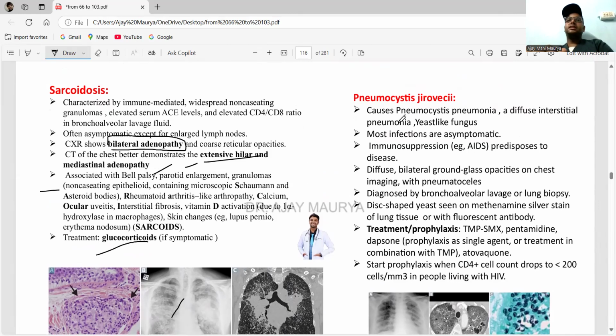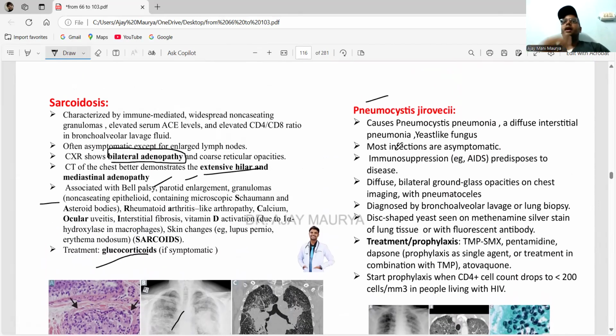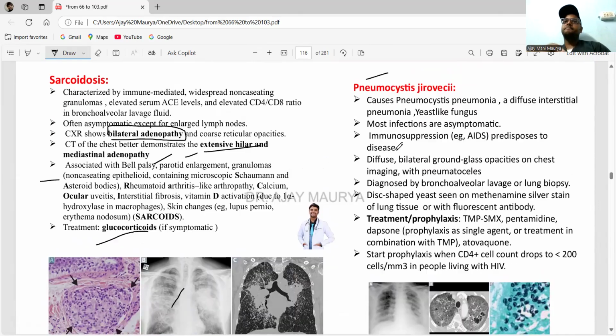Coming to the next one, this is Pneumocystis jirovecii. I think I already discussed this one in the previous slides. Please try to remember it.